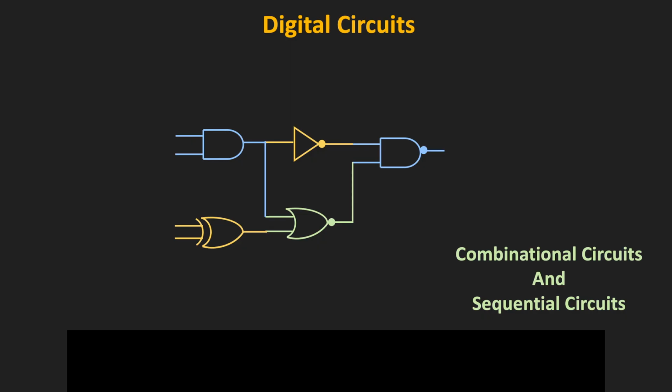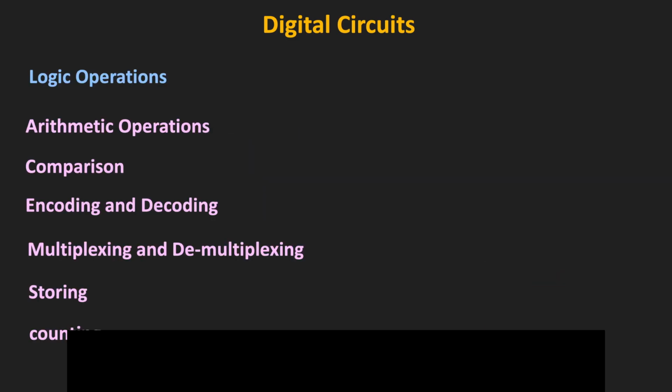And using these combinational and the sequential circuits, it is possible to perform different logic operations. For example, the arithmetic operations like addition and the subtraction can be performed using these digital circuits. And the other operations are comparison, encoding and decoding, multiplexing, demultiplexing, storing and the counting. So in the upcoming videos, we will learn about all these different digital circuits in detail.